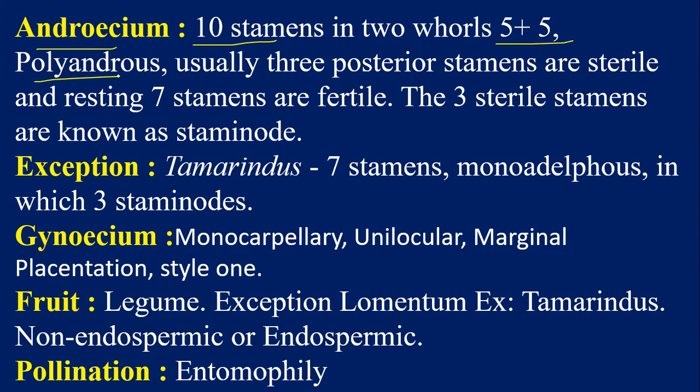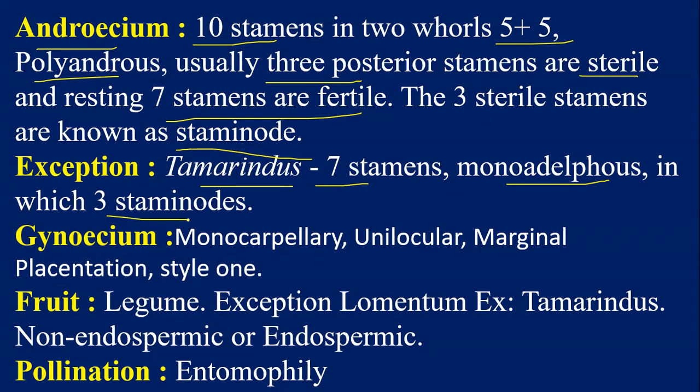Polyandrous. Stamens are free from one another, not united. Usually, 3 posterior stamens are sterile and 7 stamens are fertile. Out of 10 stamens, 3 are sterile and 7 are fertile. These sterile stamens are commonly called staminodes. Exceptions are given in Tamarindus. The 7 stamens together form a single bundle, called monadelphous, in which 3 staminodes are present.